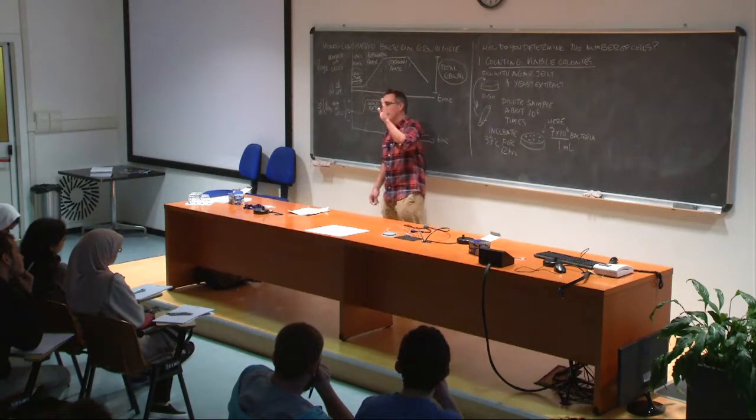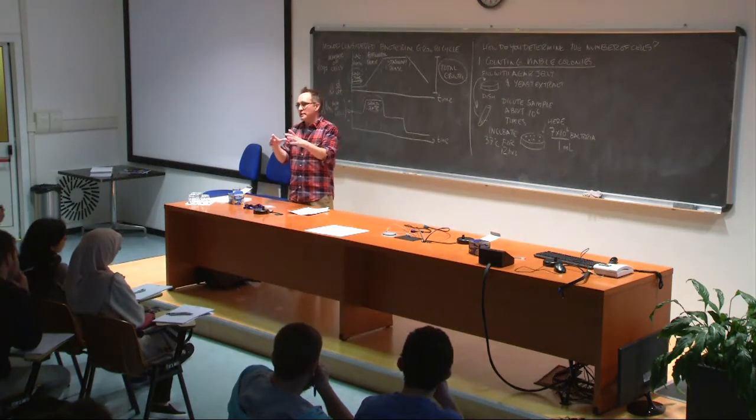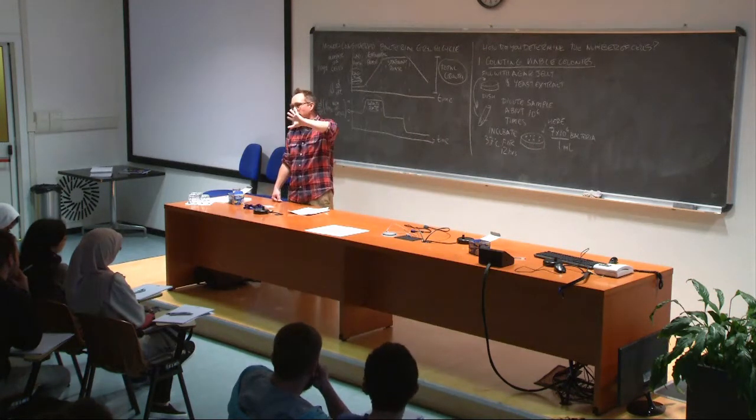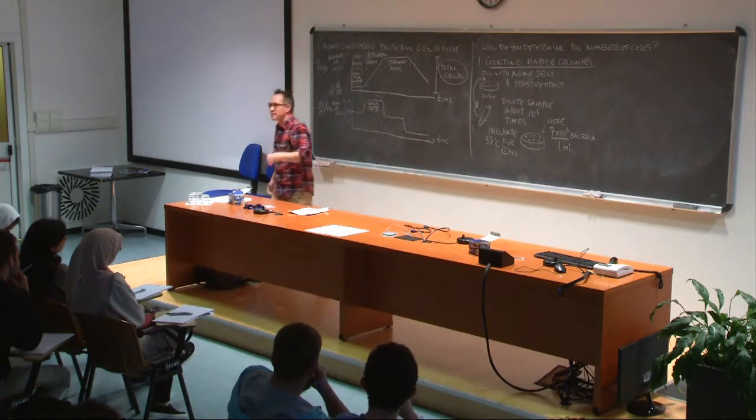So what you do is you aim for, and this very much depends on the patience of the person counting, but typically you aim for something higher than 150. Okay, so that you've got about 3% error.